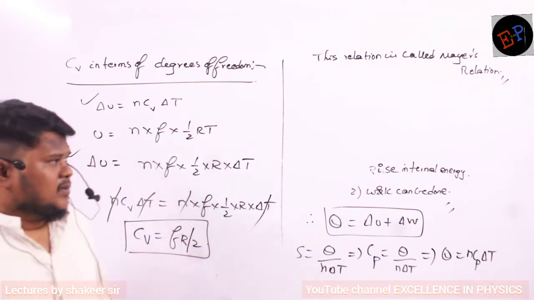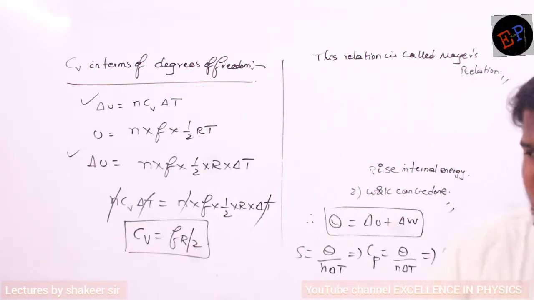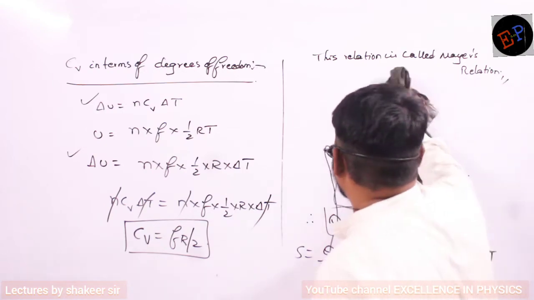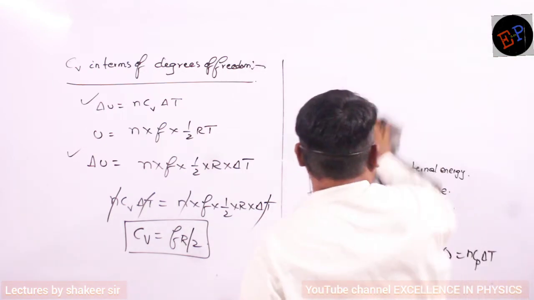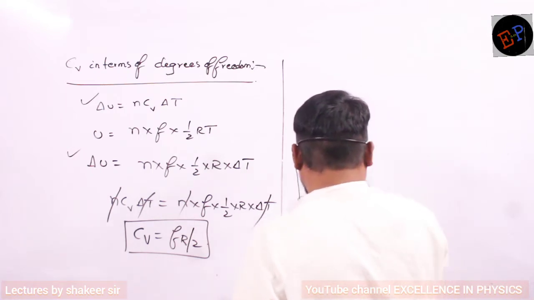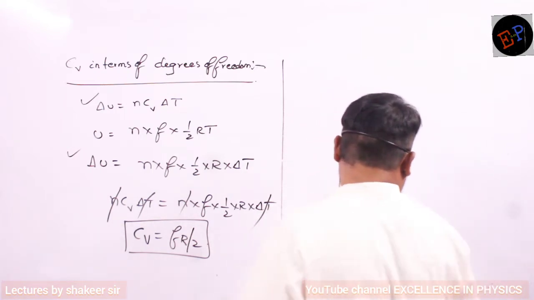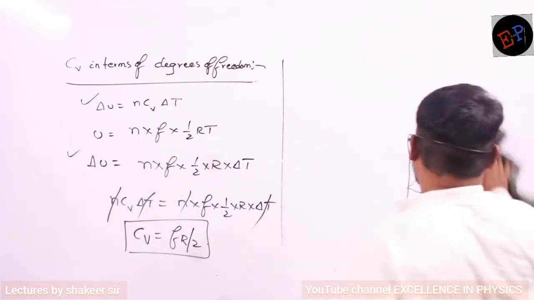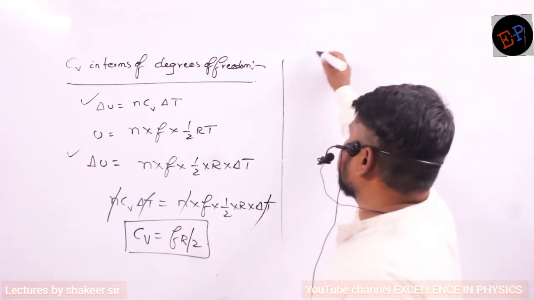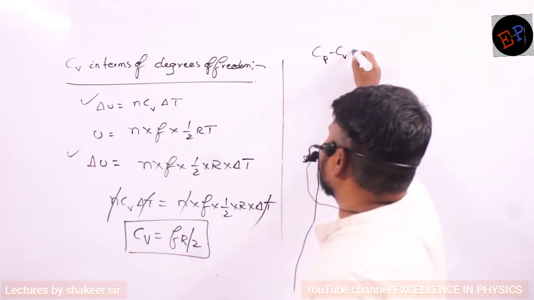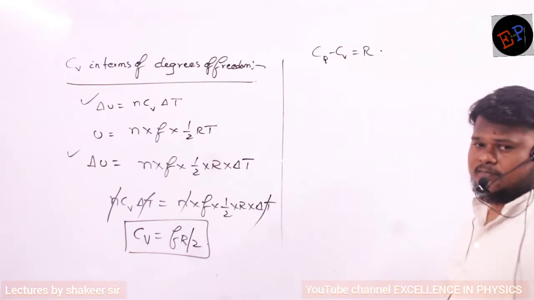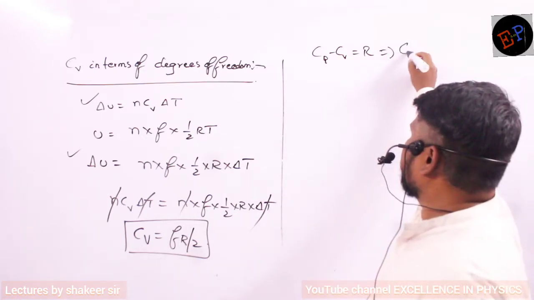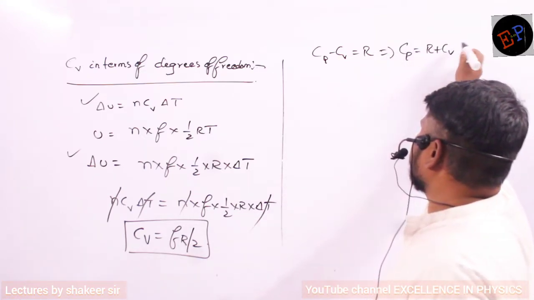Now, similarly, I can calculate Cp also in terms of degrees of freedom. Cv we have already calculated, Cp also we can calculate. What is the relation between Cp and Cv? Cp minus Cv is equal to R. So therefore, what is the Cp value? Cp is nothing but R plus Cv.